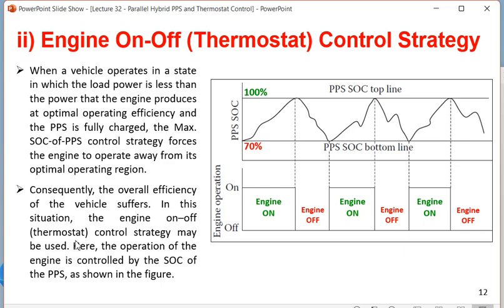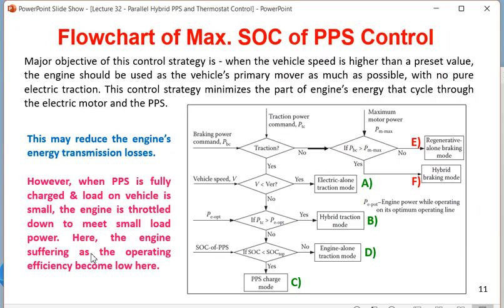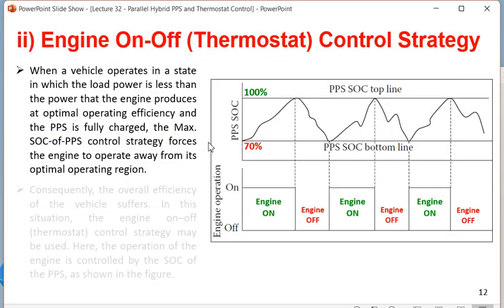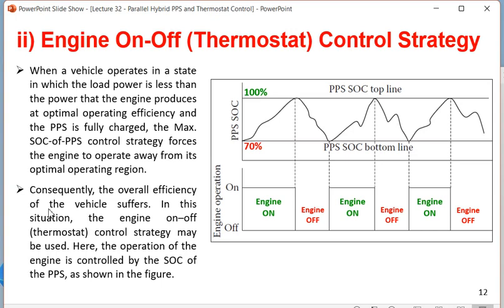That means up to C it was okay, A, B, C it was okay, and as soon as C is done, that means the PPS is fully charged, then don't use D. Use the PPS to run the vehicle instead of the engine working with lesser efficiency. So up to C, max SOC is correct. Just after C, try to apply this engine on-off control strategy. Consequently the overall efficiency of the vehicle suffers because of D operation. So in this situation the engine on-off control strategy may be used.